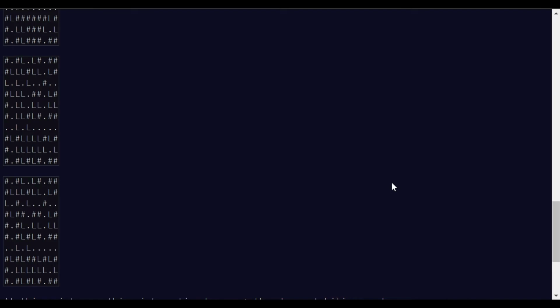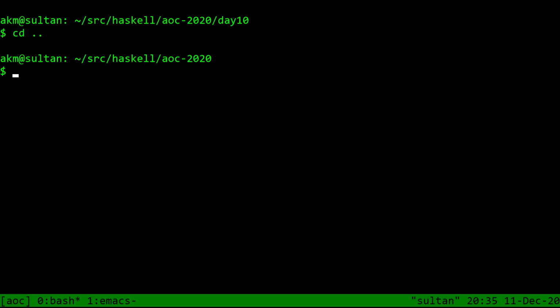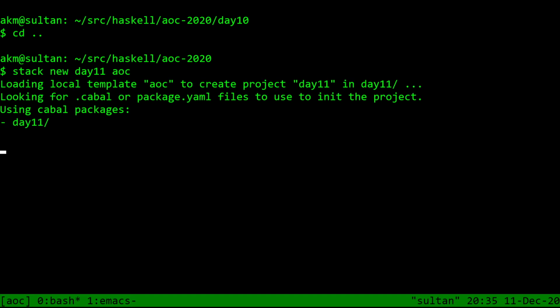So let's do that. Where am I? Well, every time I hit new, it's like, oh, tmux's new. No, that's not what I want. Stack new day 10, 11, AOC.